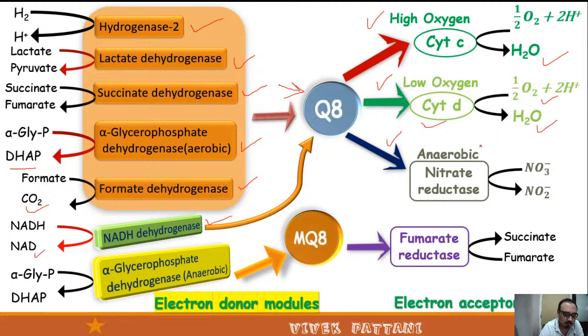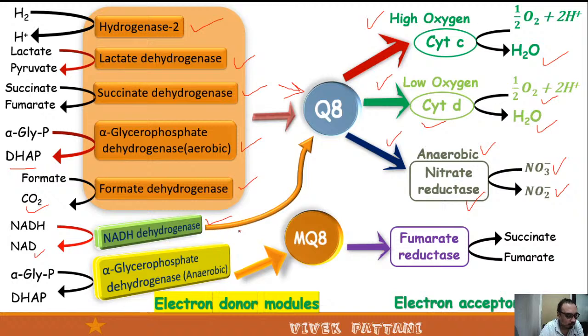But in the conditions of absence of oxygen, or anaerobic conditions, the enzyme nitrate reductase will be used, where NO3 will be converted into NO2, that is, nitrates to nitrites. But everyone please remember, different types of bacteria use different types of reductases, according to the type of substrates, according to the type of molecules available.